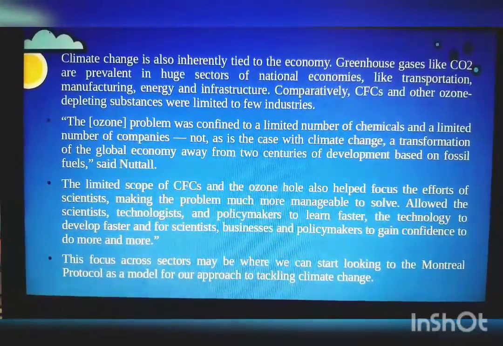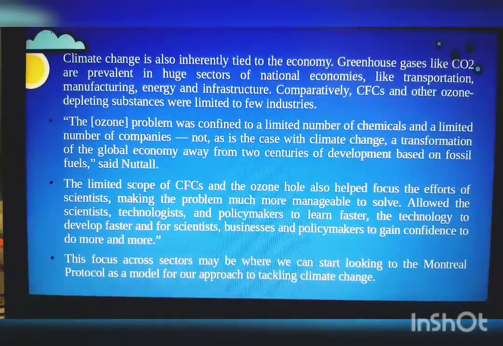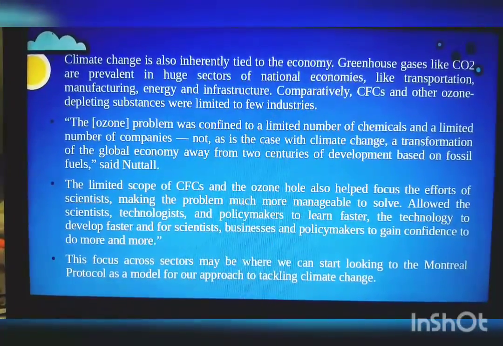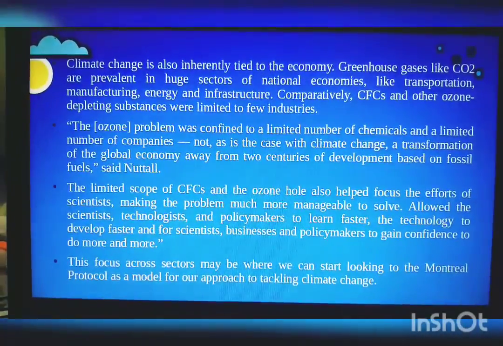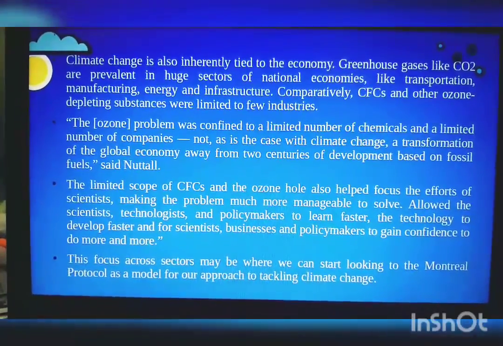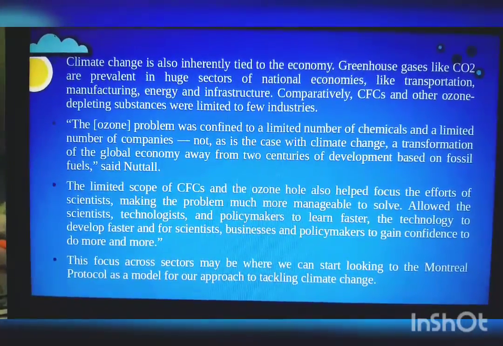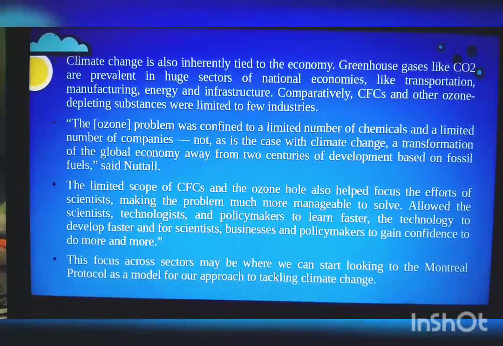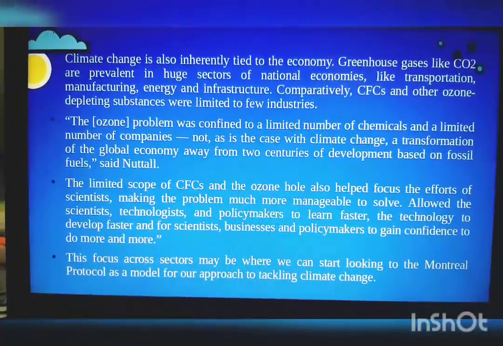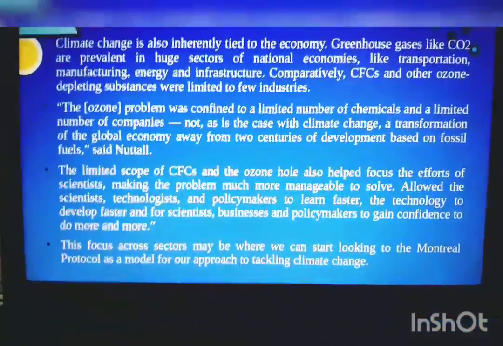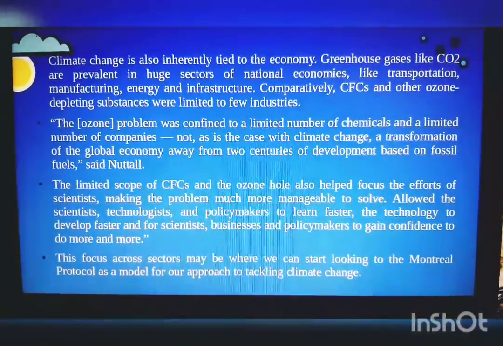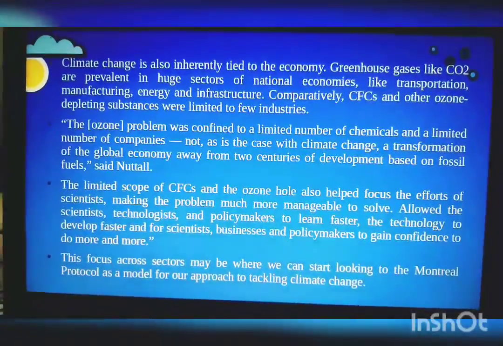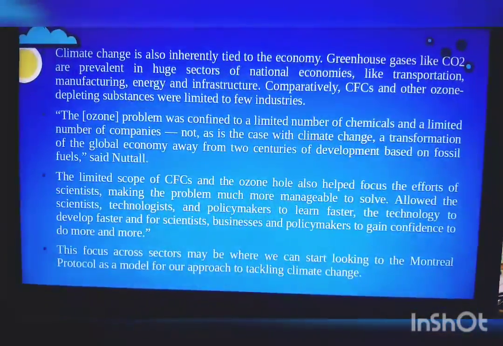Not as in the case with climate change, a transformation of the global economy away from 2 centuries of development based on fossil fuels. The limited scope of CFCs and the ozone hole also helped focus the efforts of scientists, making the problem much more manageable to solve. It allowed scientists, technologists and policymakers to learn faster, the technology to develop faster, and for scientists, business and policymakers to gain confidence to do more and more.